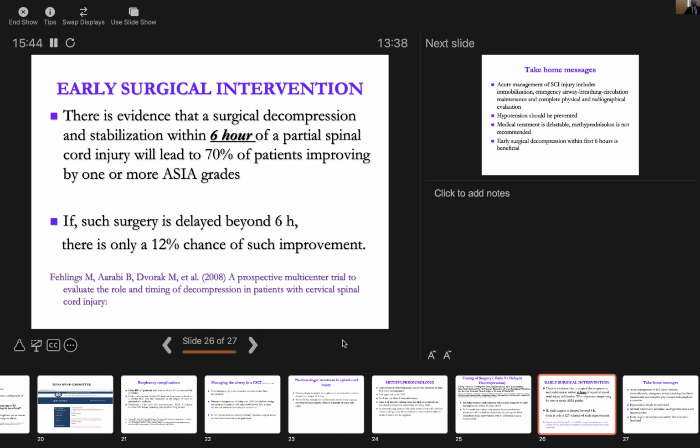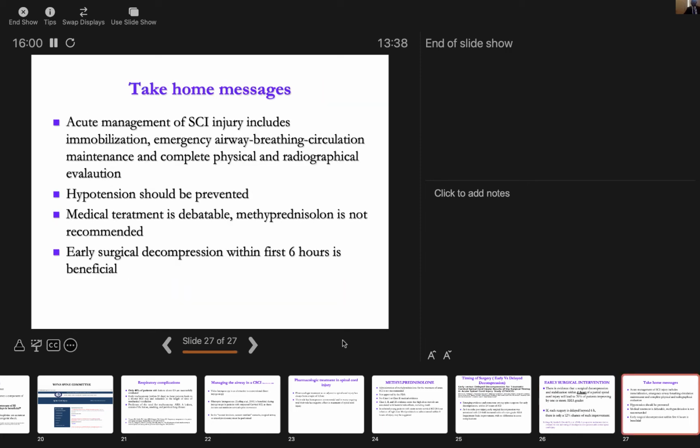So the golden hours is 6 hours, I think, which is very difficult to catch the patient in. But at least you can try, do it in the first 24 hours.